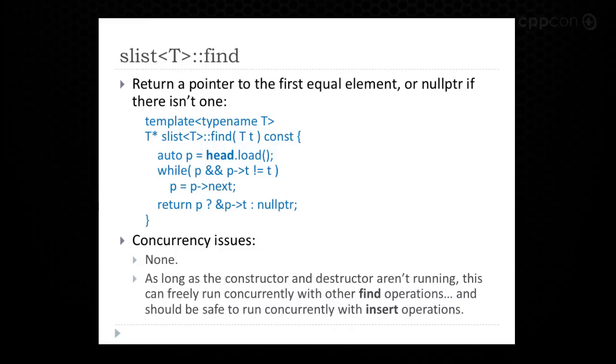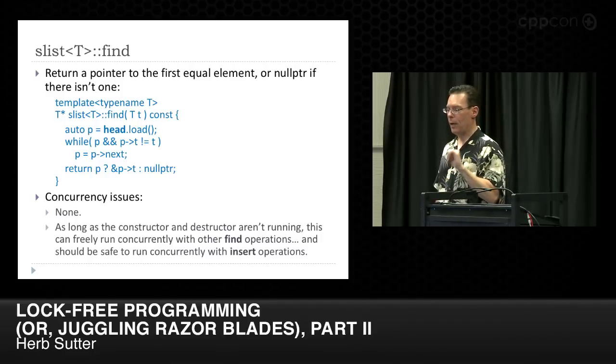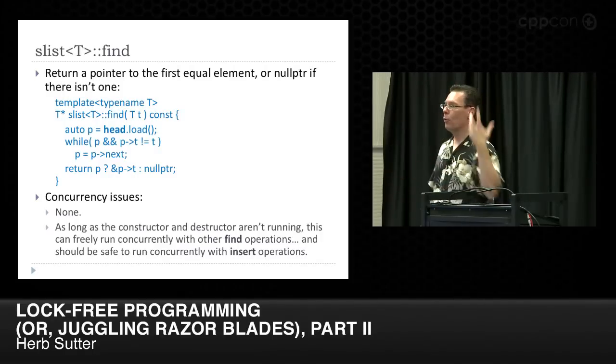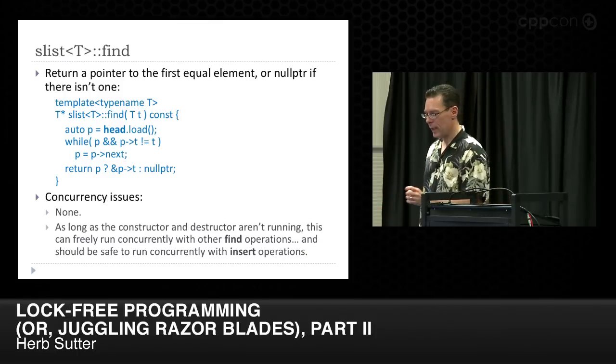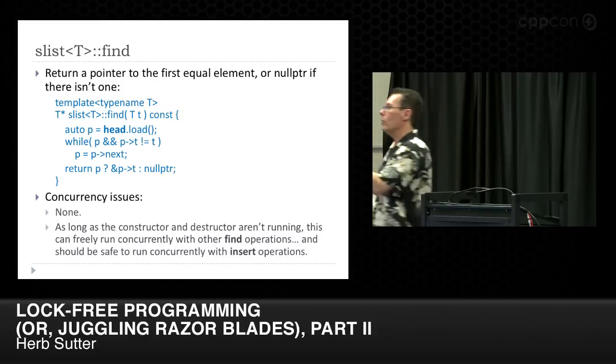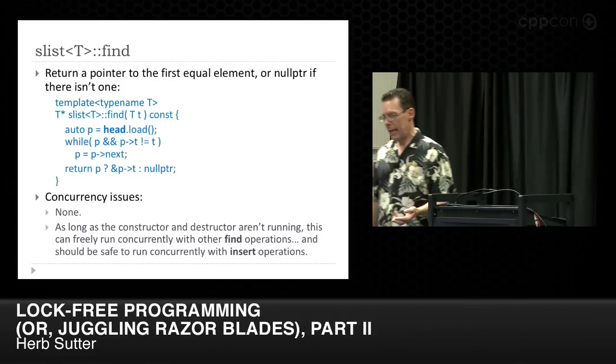So now we get to the two interesting functions. Find. Now let's look at find. Find is going to look for a certain value. It's going to load the head object. By the way, head.load returns the raw pointer, so I can use auto. And it's also very nicely self-documenting. And then I'm simply going to go through the list. And remember, every node has an ordinary pointer.